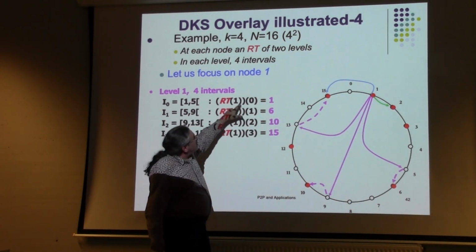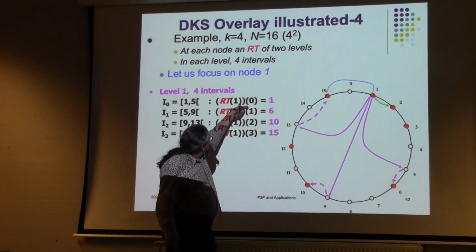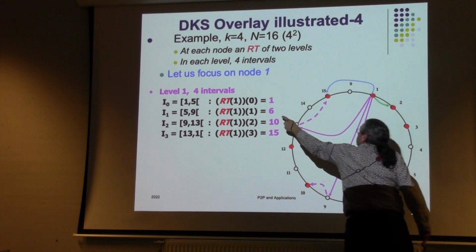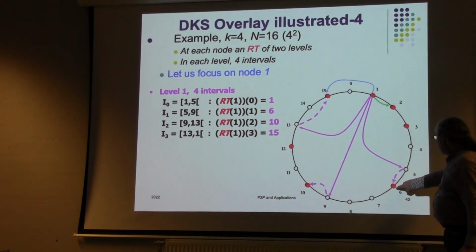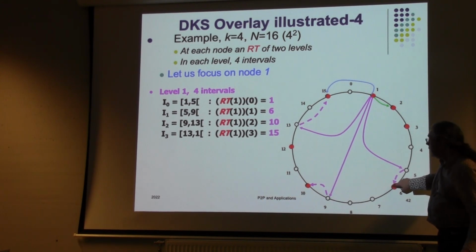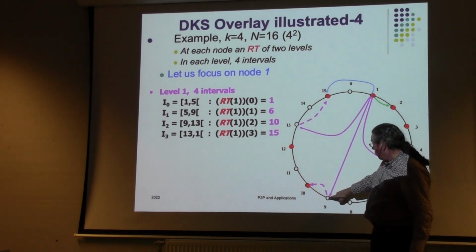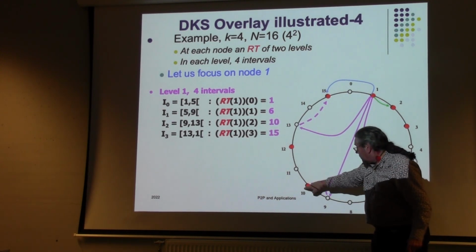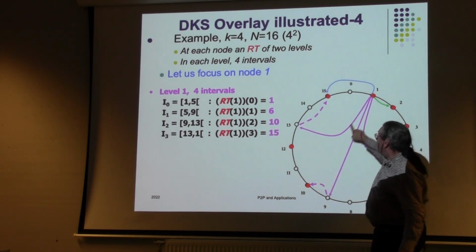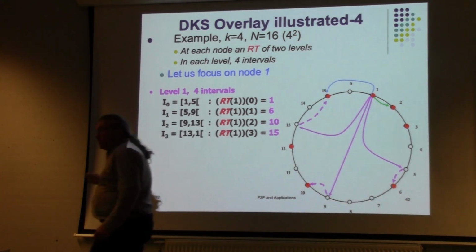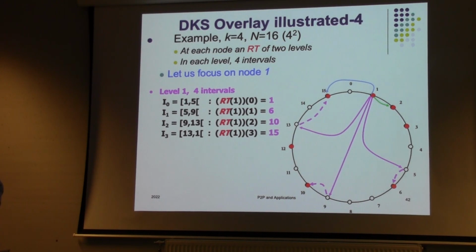So at level 1, the entries 0, 1, 2, 3. The first one will stay at 1. The second one wants to go to 5, but it will go to 6, the first node that exists. The third one wants to go to 9, but the first one that exists is 10, so it will go there. And this one will go to 15. Okay? So that's the first level.